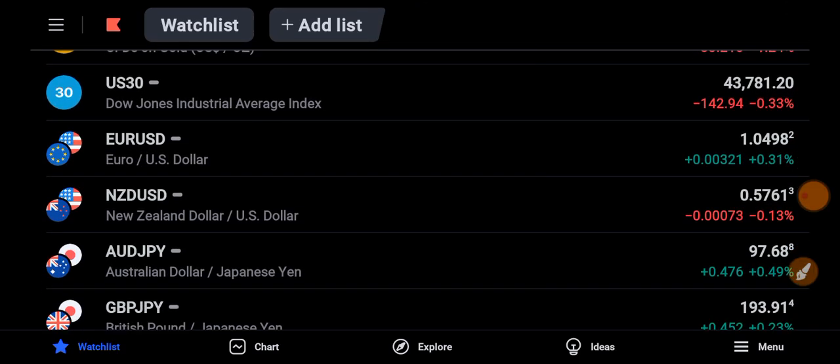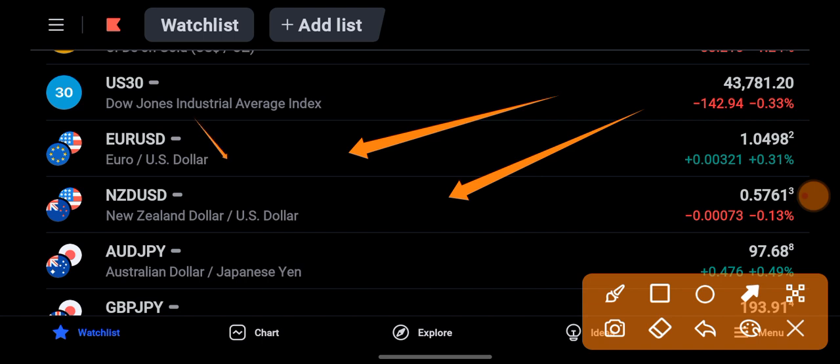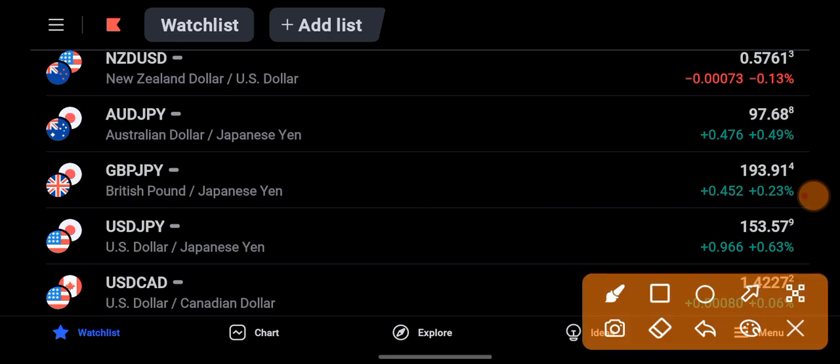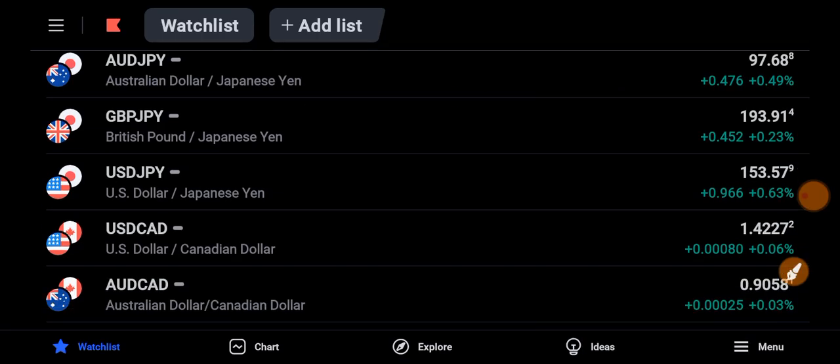And we have the currency pairs. So we have the currency pairs such as Euro USD, New Zealand USD, Australian dollar, Japanese yen. We have the British pound, Japanese yen, the USD, Japanese yen.